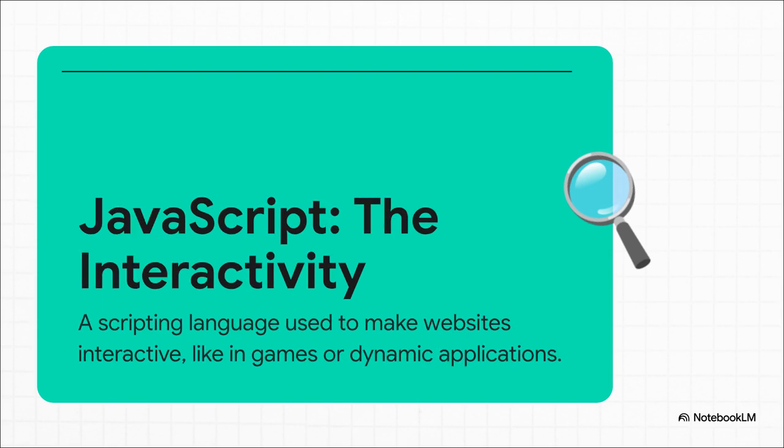And finally, to make the page actually do stuff, we need JavaScript. So if HTML is the skeleton and CSS is the style, think of JavaScript as the muscles and the nervous system. It's what adds all the interactivity, making it possible to have animations, pop-up menus, and even complex games right in your browser.